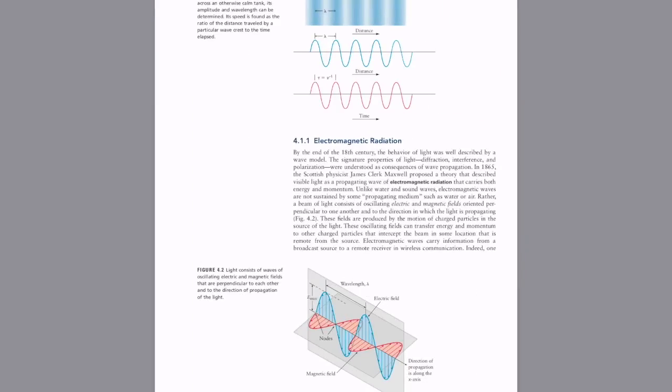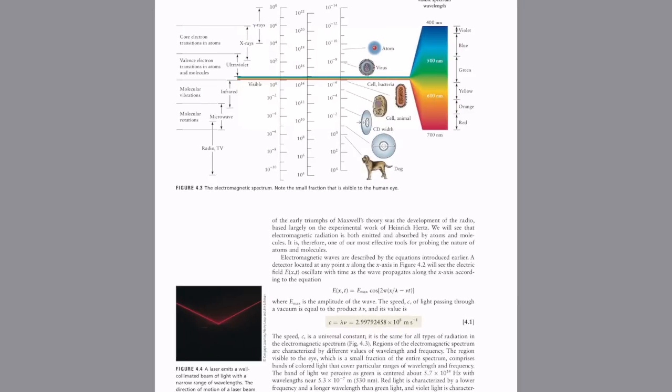At the beginning of chapter 4.1, we're talking about waves, properties of waves, how waves move in space. We're going to talk about light and electromagnetic radiation. And electromagnetic radiation has an electric field and a perpendicular magnetic field.